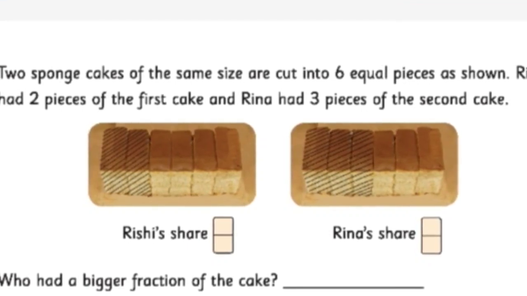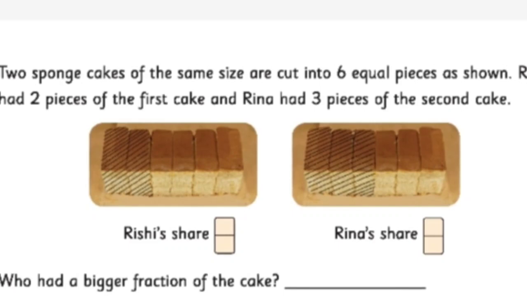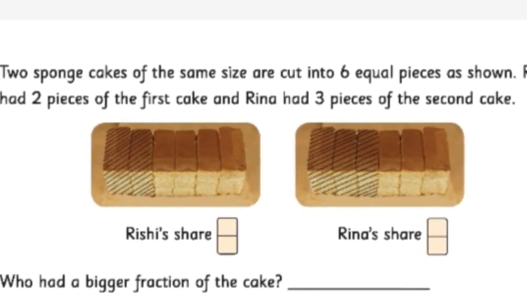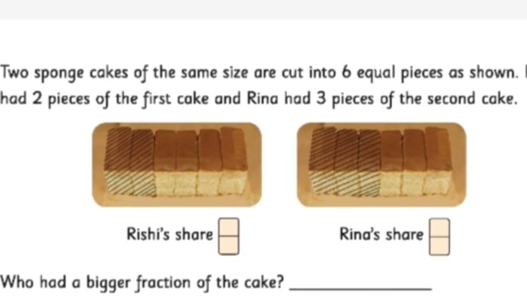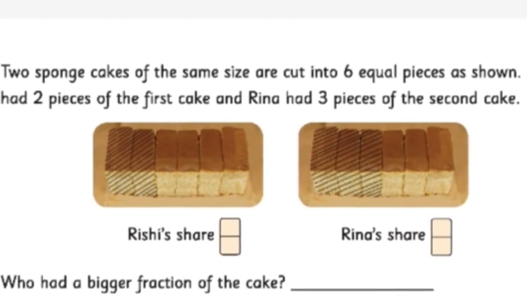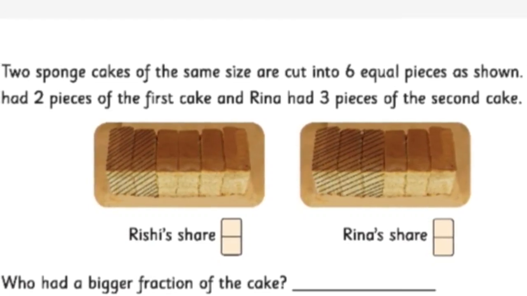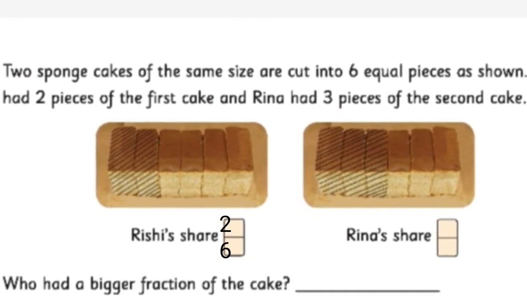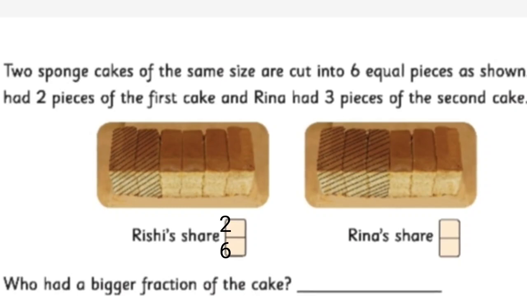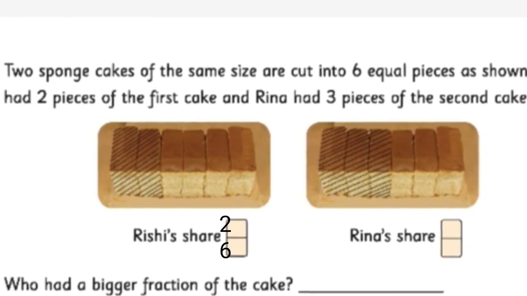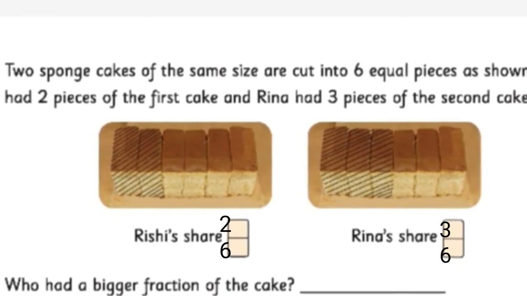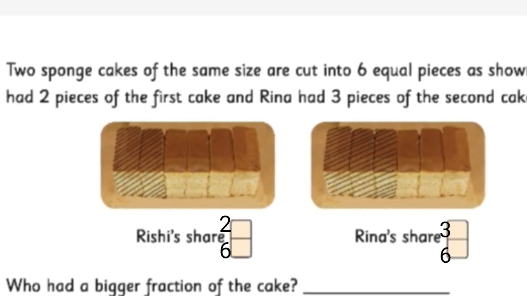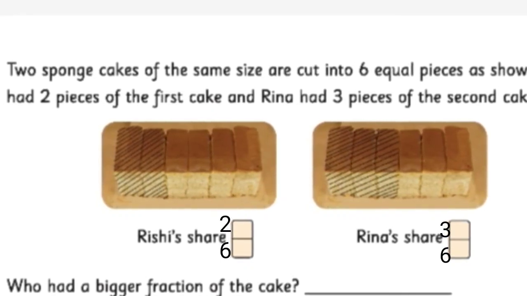Yes, Rishi's share we can write as the fraction 2 by 6 because he has eaten 2 out of 6 pieces. And Reena's share we can write as the fraction 3 by 6 as she has eaten 3 pieces out of 6 pieces. So, children, who had a bigger fraction of the cake?